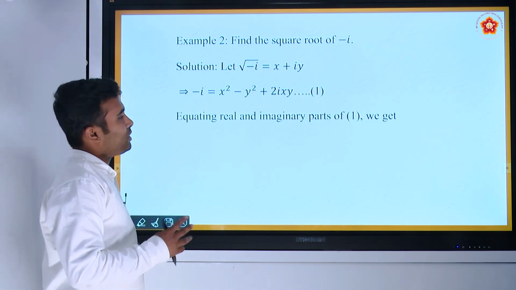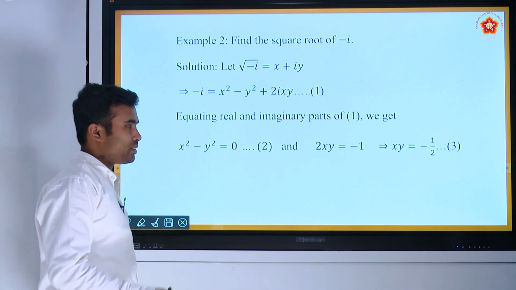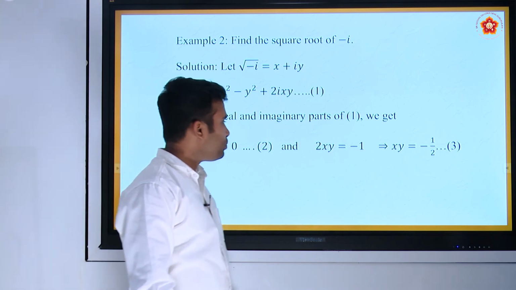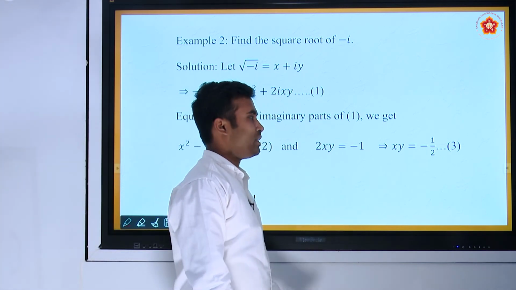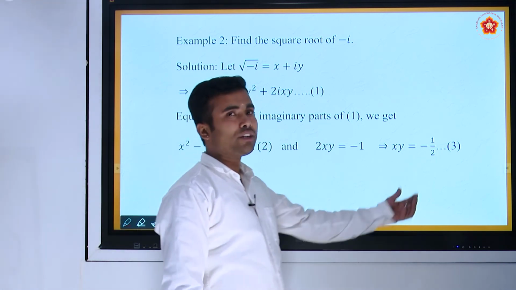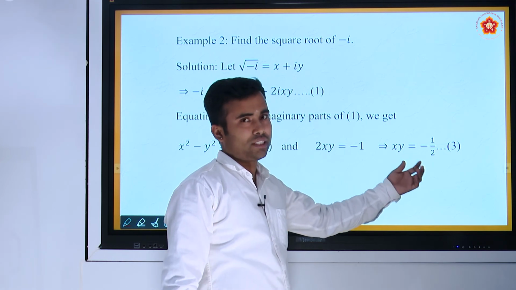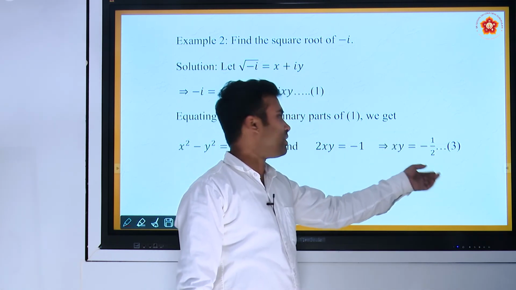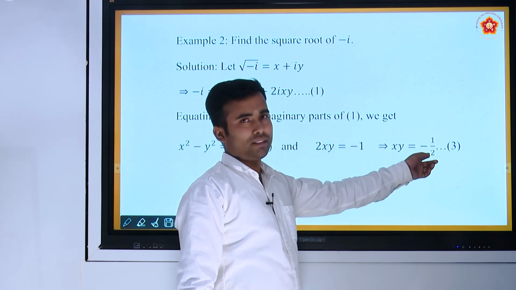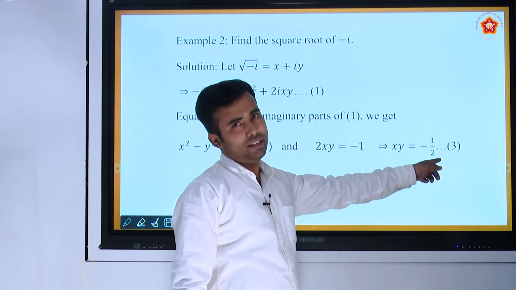And here, if you equate real and imaginary parts of 1, you will get x square minus y square is equal to 0, and 2xy is equal to minus 1, or xy is equal to minus 1 by 2. The product is negative here. If the product is negative, we have to choose the values of x and y in such a way that if x is positive, then y is negative. Understand? Minus into plus becomes minus, that is a negative value.